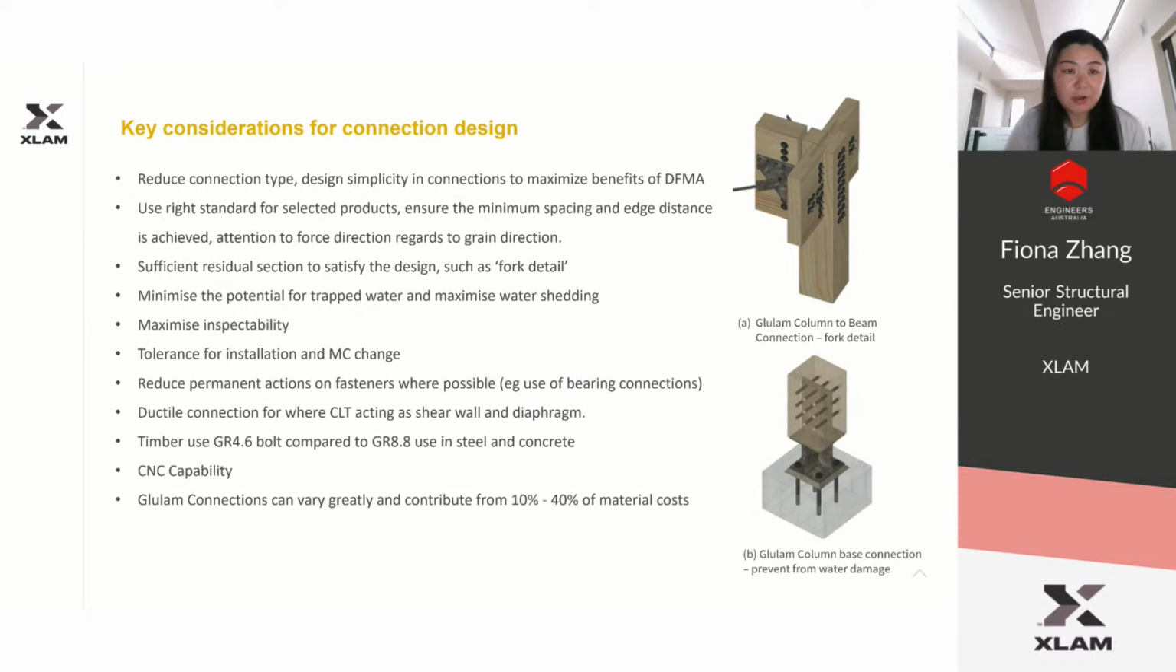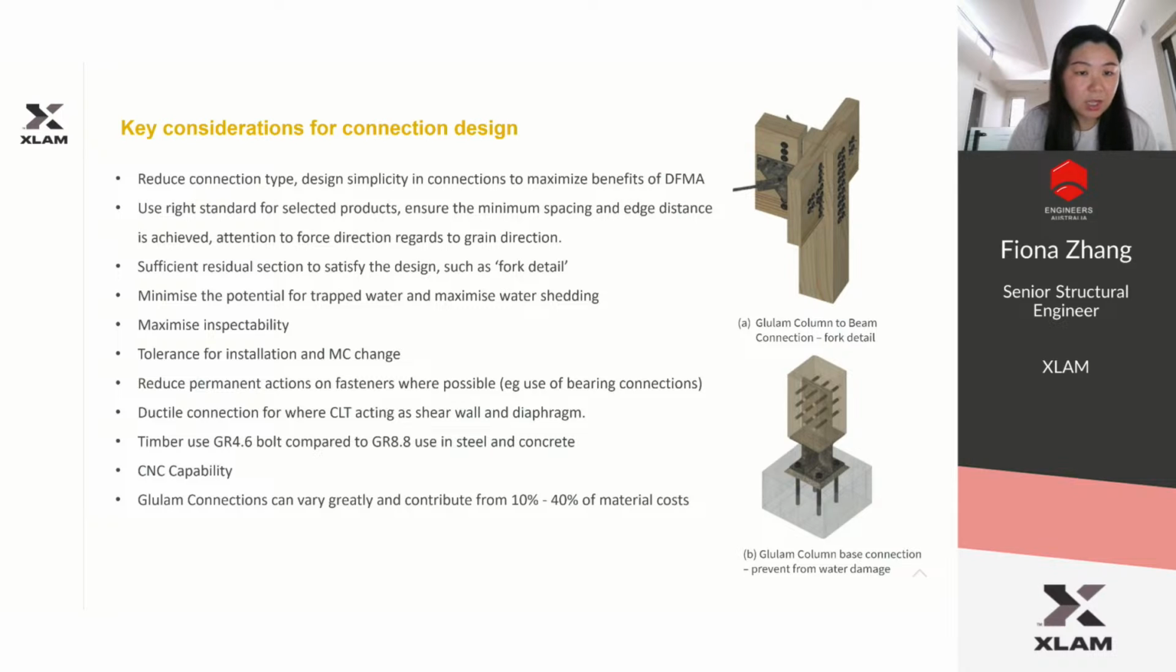Connection. Now, key considerations for connection design. When it comes to connection, we need to try to reduce connection types and design for simplicity in connection to maximize the benefit of DFMA. Use the right standard for the selected product. Ensure the minimum spacing and edge distance is achieved. Pay attention to the force direction with regard to the grain direction, which we have covered extensively in the previous talk. A sufficient residual section needs to satisfy the design, such as in this fork detail. That's why I have mentioned we need to determine this when we determine the size: we need to think about the connection, whether it still works for the CNC machine, or if it still has enough residual section for the strength.